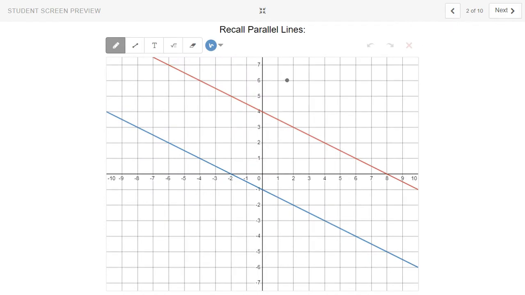A couple of things that I want to remind you about parallel lines is that parallel lines all go in the same direction. And so, because they go in the same direction, the slope is always the same. If they are parallel, and they are not on top of each other, then the slope is the same, but the y-intercept is different.